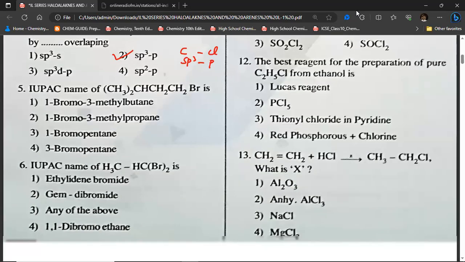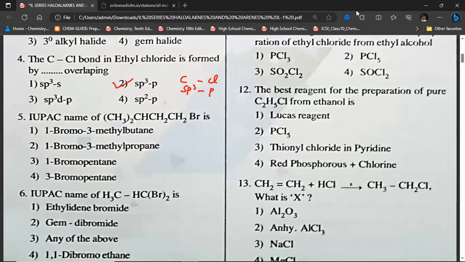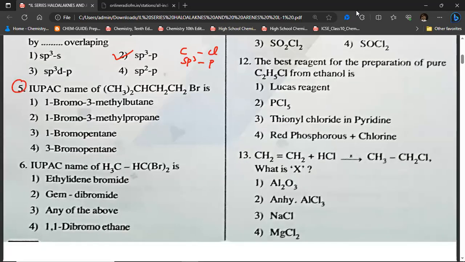Let's move to the fifth question. Question number 4 is finished. Question number 5: the IUPAC name of CH3 twice CH, CH2, CH2Br. When you carefully observe the halogen-attached carbon, how many carbons are there? 1, 2, 3 and the fourth one, on that we have a methyl group. So you can write it like this.